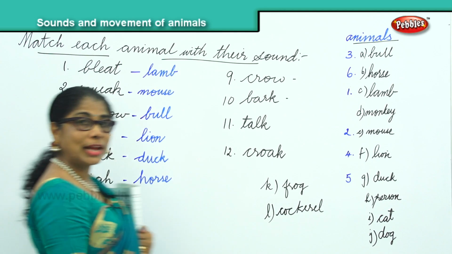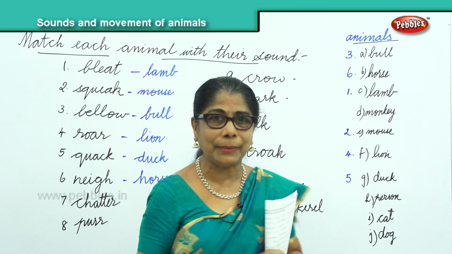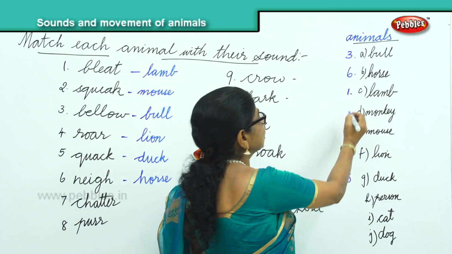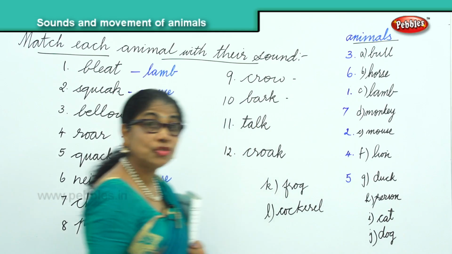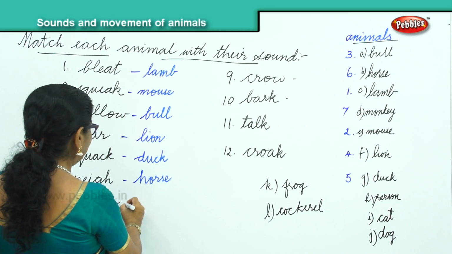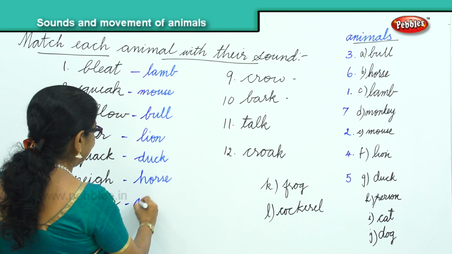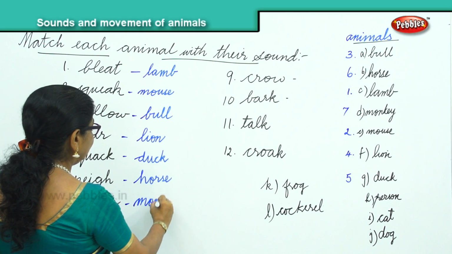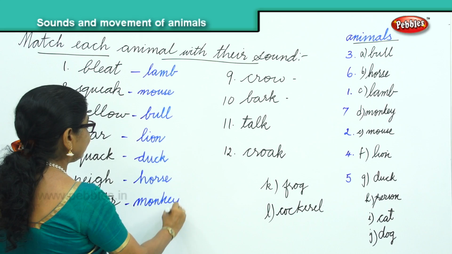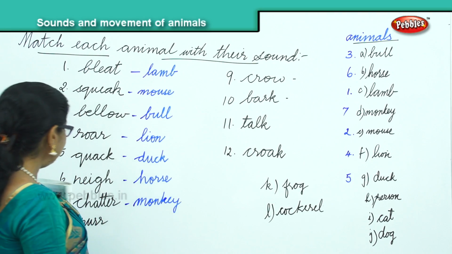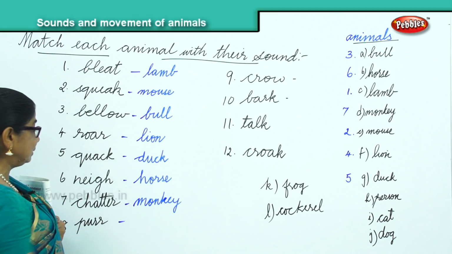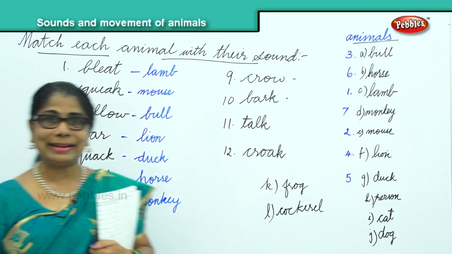And then we have chatter. Who chatters all the time when you go into the forest somewhere? A monkey. A monkey chatters like you. Chatter, monkey. A monkey chatters. Okay? So monkey chatters, horse neighs, duck says quack.